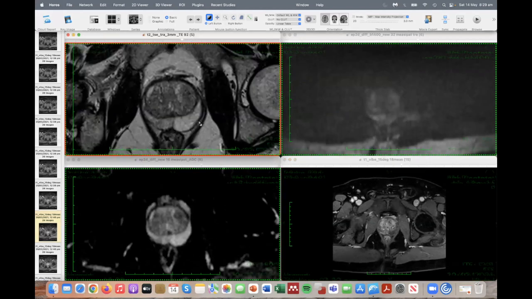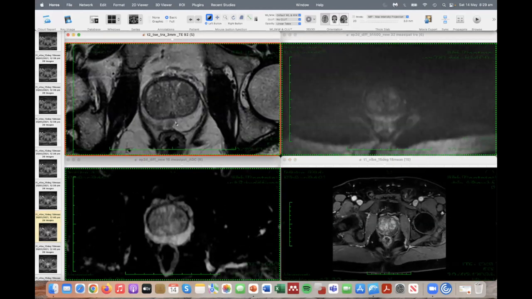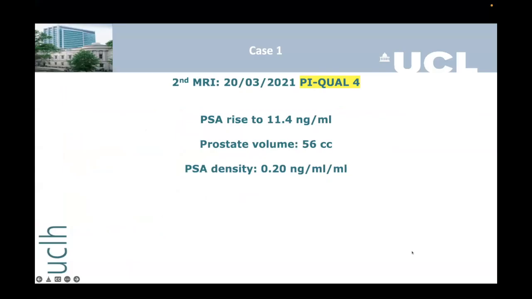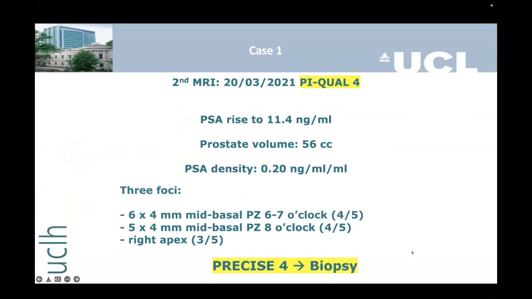So in this case, we saw basically that there was a new lesion. A lesion has increased in size. And we mentioned that this was a 3 out of 5, now it's increasing in size. There is also a new lesion here in the right peripheral zone. So this is an increase in conspicuity and in size and a new lesion. So in this case, you see that the 3 foci were described, scoring 4 out of 5, and then some diffuse enhancement in the right apex. So this was the PI-RADS 4 that was biopsied.